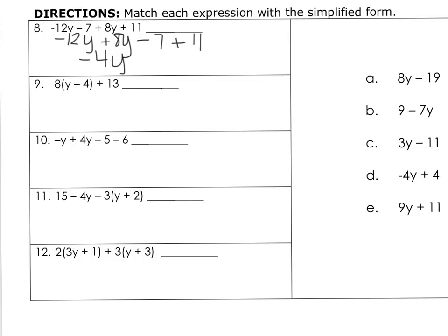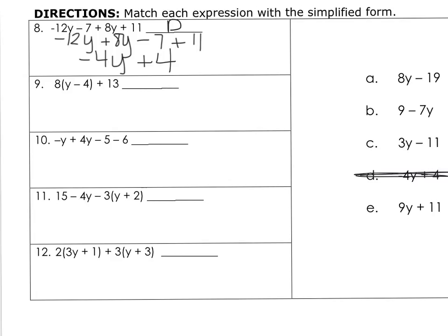You should get positive 4. Look over to your answer bank and see, right off the bat, I notice I have a negative 4y here plus 4. That is exactly what we have, and that answer is D. Let's cross it off.